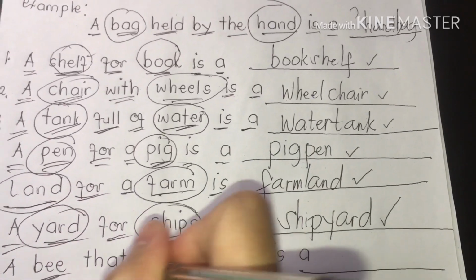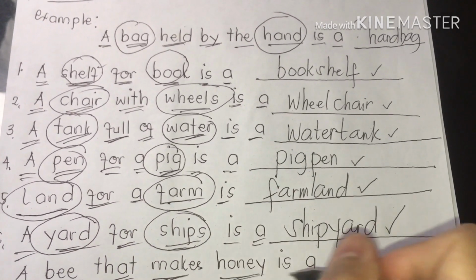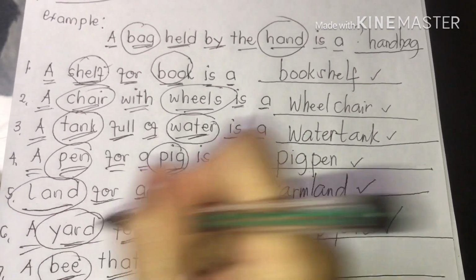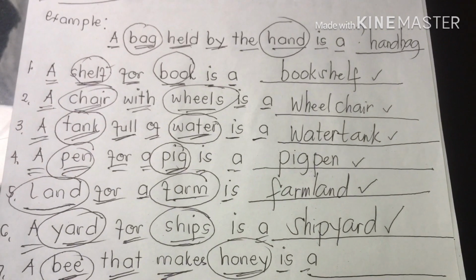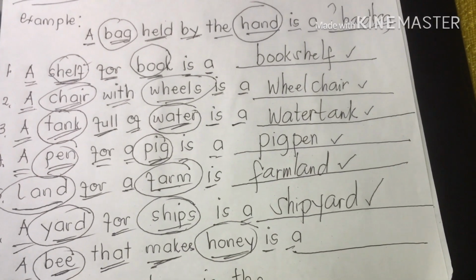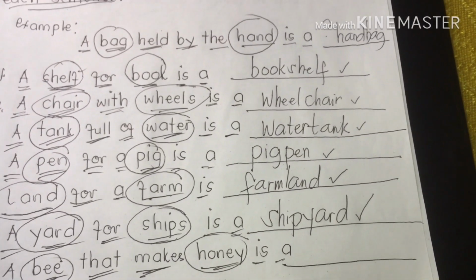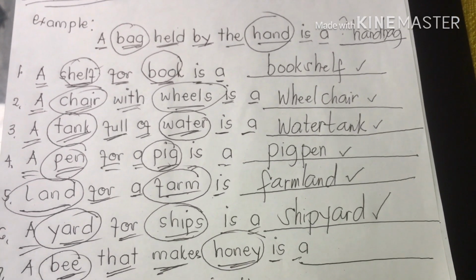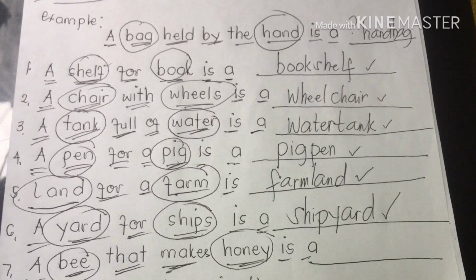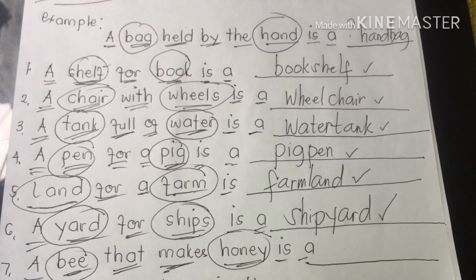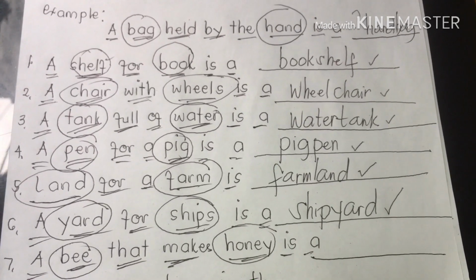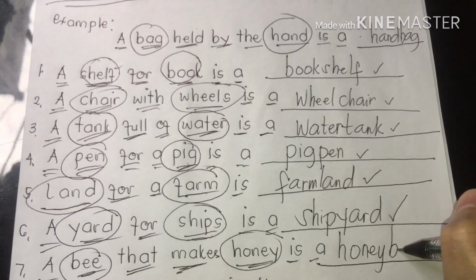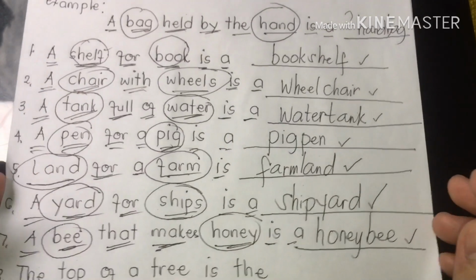Next, a bee that makes honey is a blank. We have two words, honey and bee. So when we say honey, for example, it refers to a food made by bees, or honey is a word that we use as an endearment. Bee is an insect. It's not a harmful insect, rather it also makes benefits for us. We have honey bee. Okay, that's very exciting.